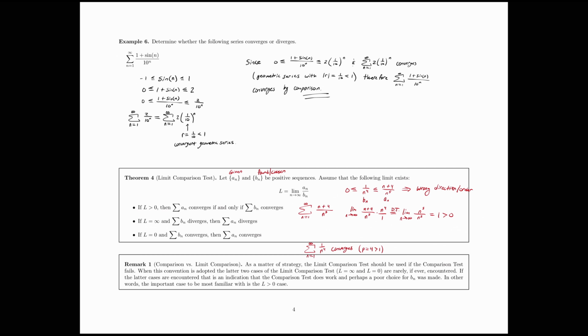This tells us that the series of a sub n converges if and only if the series of b sub n converges. This means they behave the same way: they either both converge or they both diverge. And since we know that the series of 1 over n to the fourth converges, this implies by the limit comparison test that our given series, n plus 4 over n to the fifth from n equals 1 to infinity, converges also.